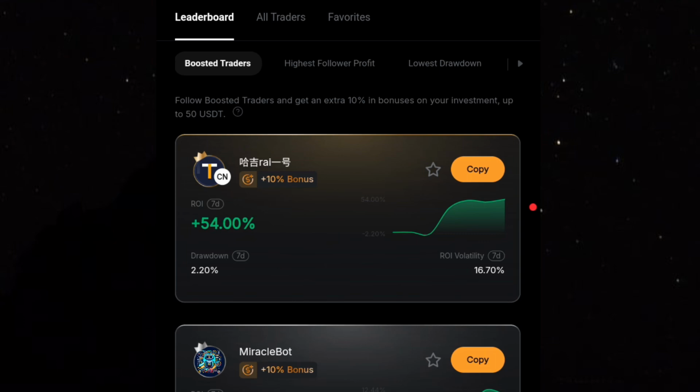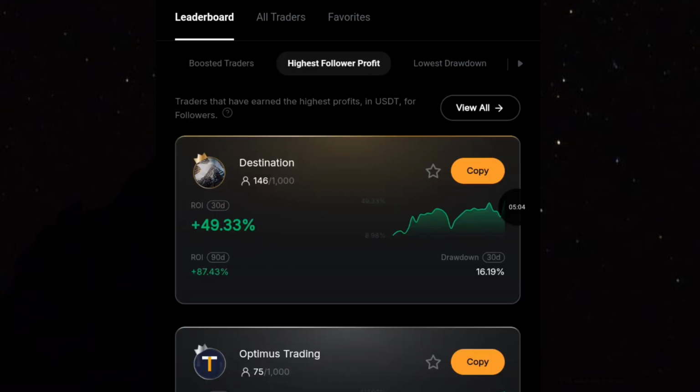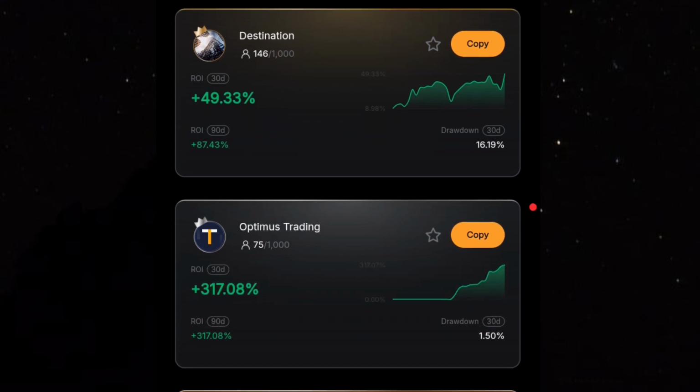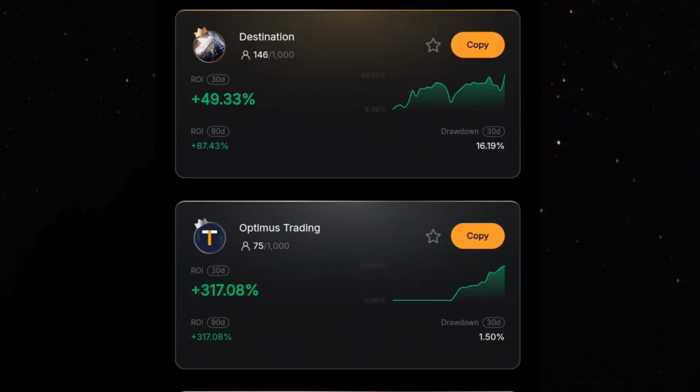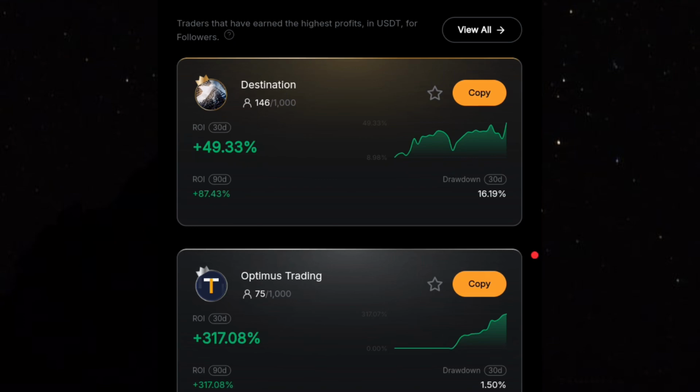So highest follower profit simply means the expert who has made the most money for their followers. If you copy any of these guys under this list, it means they have made more money for their followers since they started trading. So you can see traders that have earned the highest yield profit in USDT for their followers. If you want to find people with a proven track record, whose copiers have been making consistent profits, then highest follower profit is what you need to be looking out for.